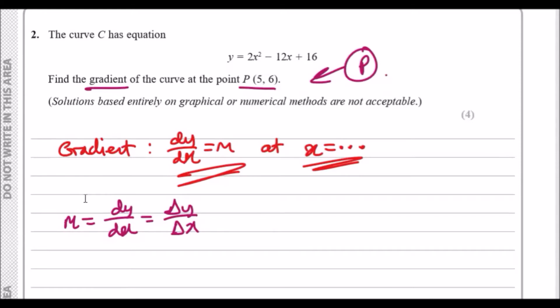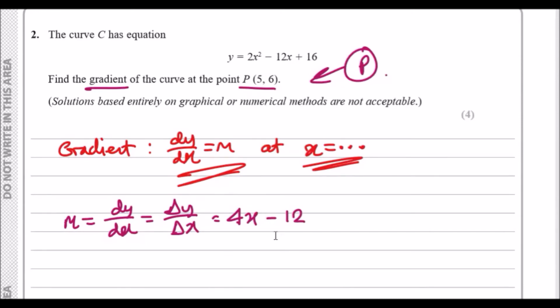Now, when it comes to an equation like this, like quadratics or cubics, you could use both, but in my case, I would just use dy over dx. I would differentiate this equation, firstly. So let's go ahead and differentiate. 2x squared becomes 4x. The idea is to drop the power down and subtract 1 from it. Next one, 12x becomes just 12, so it'll be minus 12. And finally, 16 becomes 0.